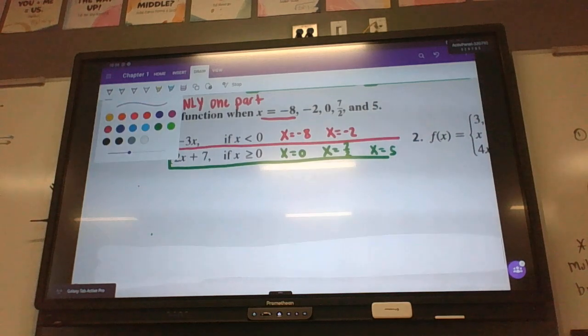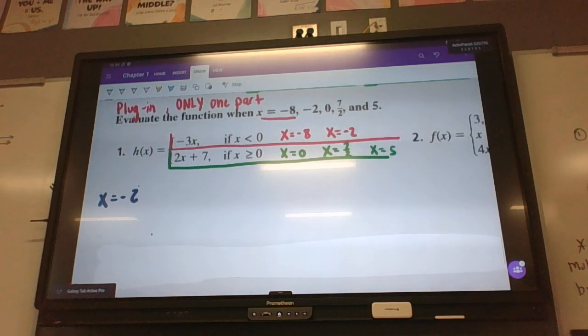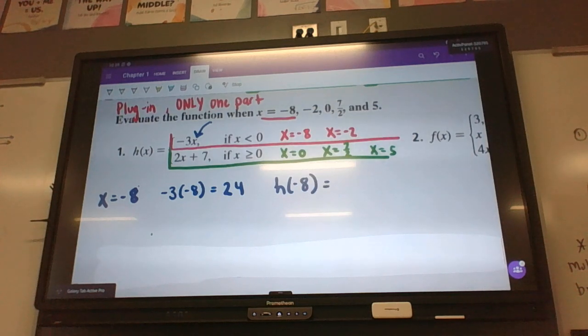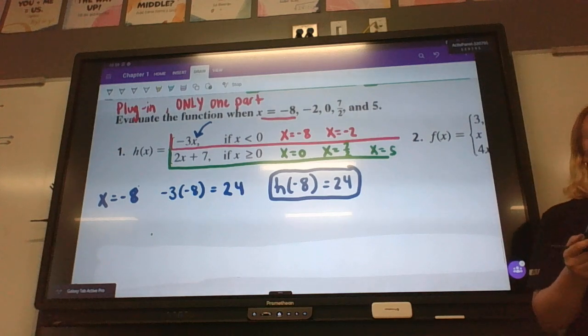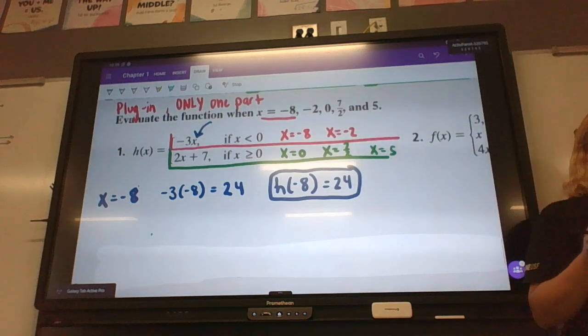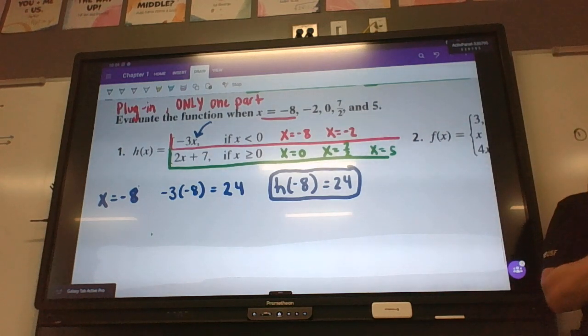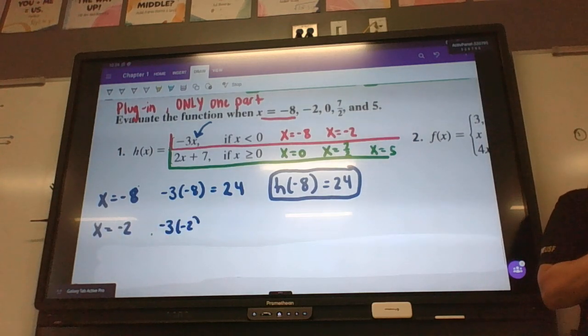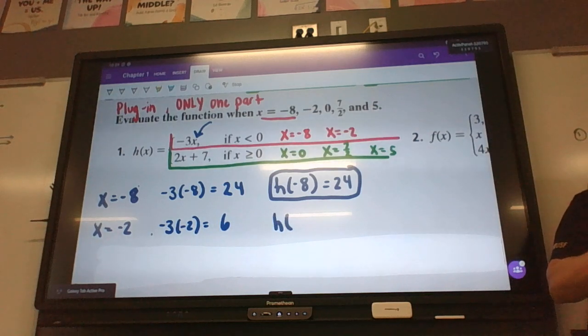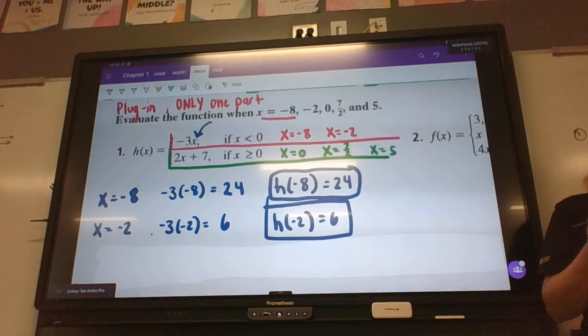So first I'll do x equals -8. And I'm putting it in there. So -3 times -8 is 24. So h of -8 is 24. That's my first answer. And then I'll do x equals -2. -3 times -2 is 6. So h of -2 is 6.